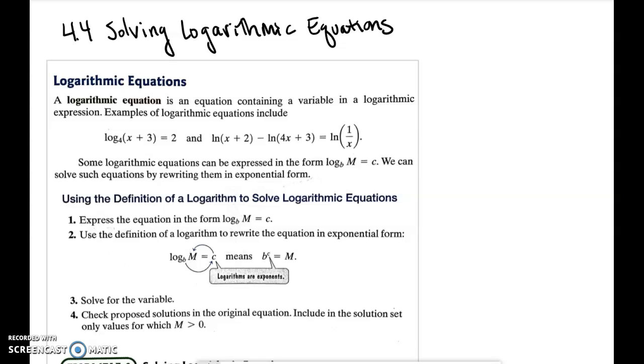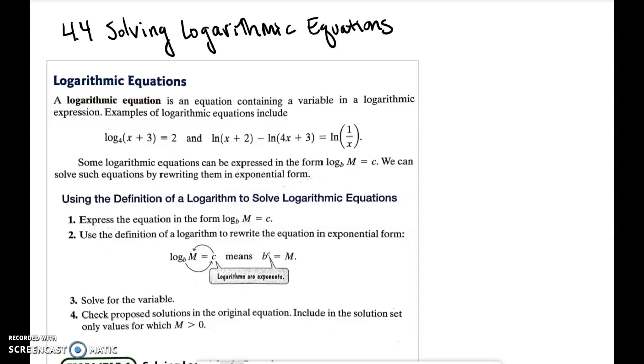Okay, here we are with our last day of 4.4, which was solving exponential and logarithmic equations. This happens to just be focusing on the logarithmic. The first 2 days were exponential. So the notes from the book: logarithmic just means that it contains logs.